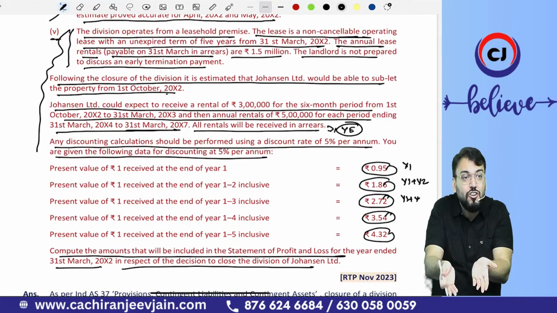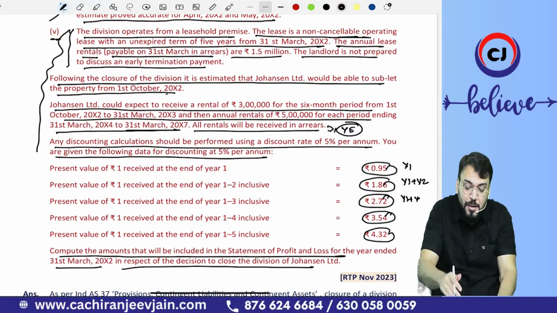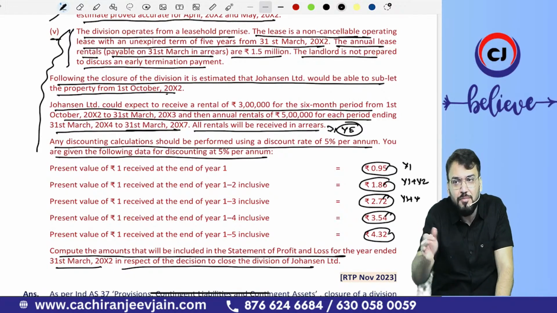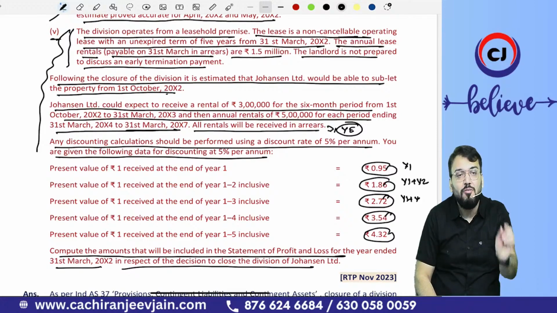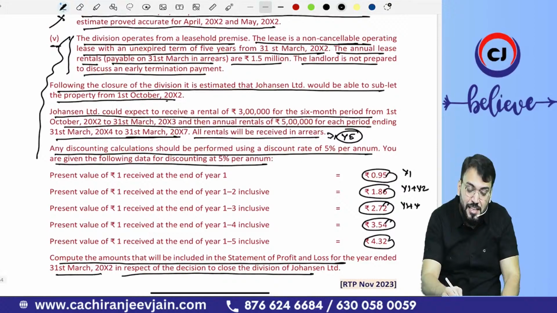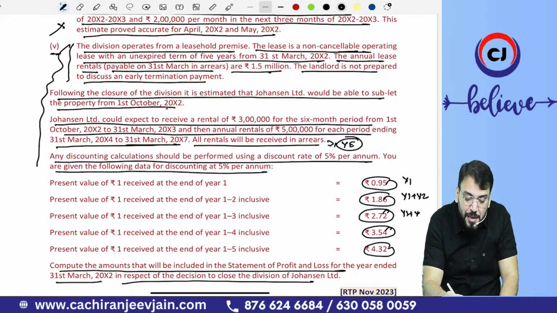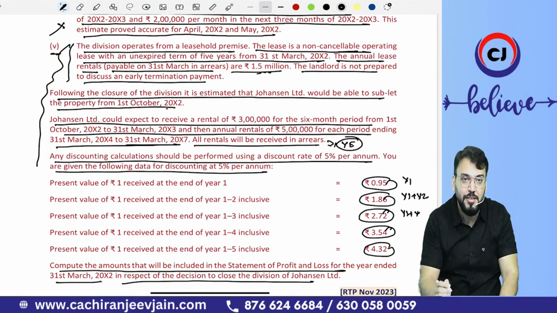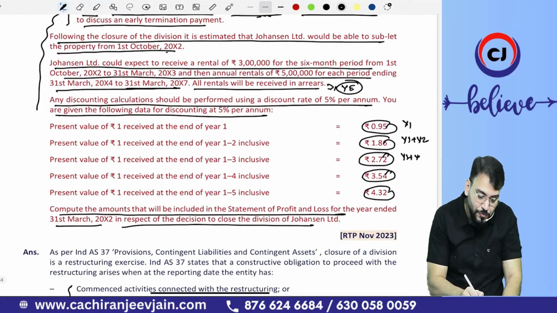So it becomes an onerous contract, but it can be sublet at what amount? 3 lakh for the first 6 months, then 5 lakh annual rent. So what will be the possible amount of provision? What will you do? Can you say this 1.5 million is payable for how many years? 5 years. So what will be the amount? 1.5 into what?